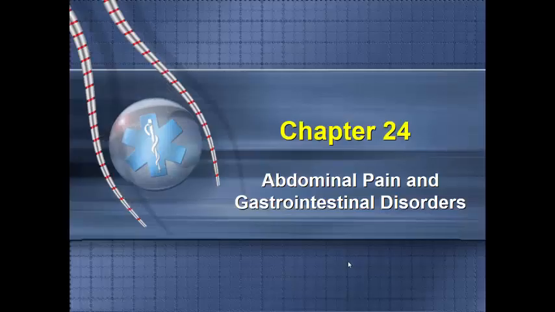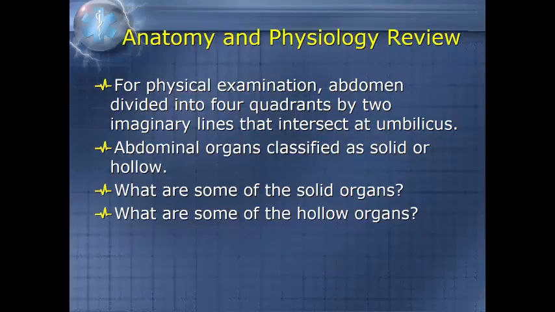Going to be going over chapter 24, which is your abdominal pain and your GI disorders. Now, when you're doing a physical exam, you want to look at what area of the abdomen is having pain. If you will, imagine that the abdomen is divided into 4 quadrants. You've got 2 lines that kind of intersect at the umbilical area. And this is going to make it a little bit easier to figure out what could be the possible underlying conditions or problems that could be causing issues.